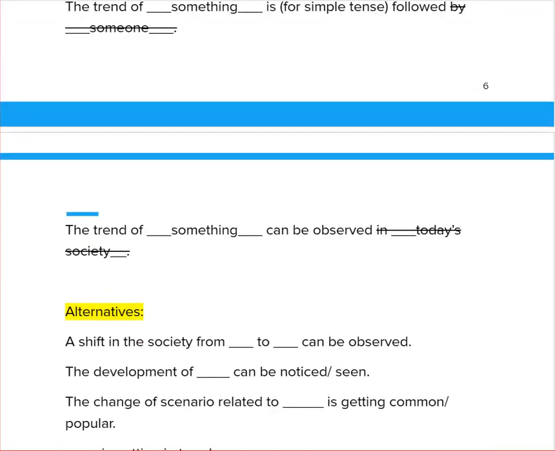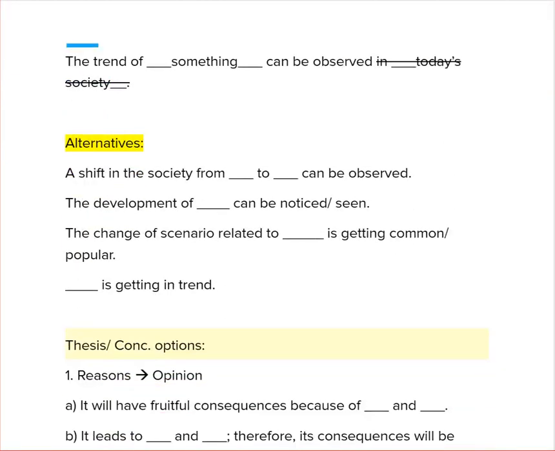The trend of something can be observed in today's society. Alternative rephrases: A shift in society from dash to dash can be observed. Any things which happen from one time to another. The development of dash can be noticed or seen.